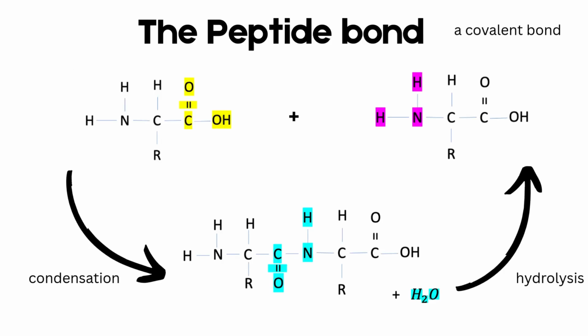The peptide bond is formed when two amino acids are joined together. This is called a condensation reaction, and water is another product as well as the peptide. It is called hydrolysis when this is broken.